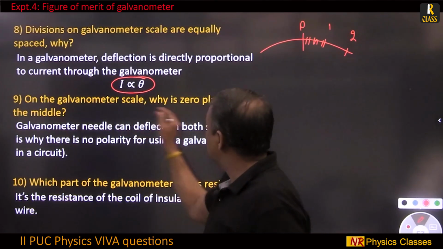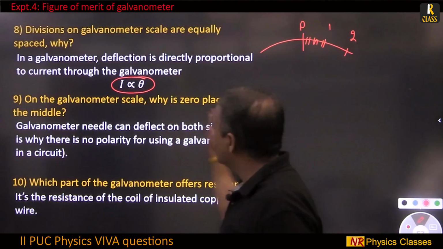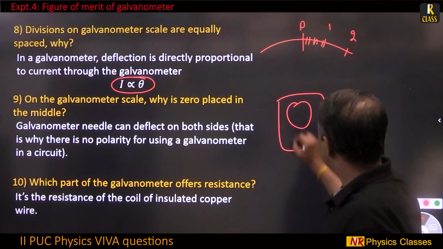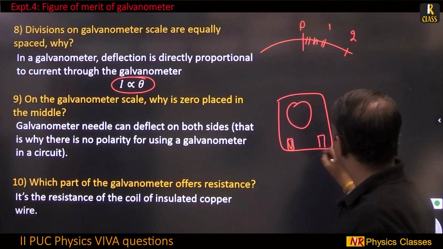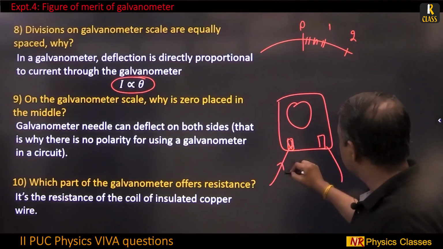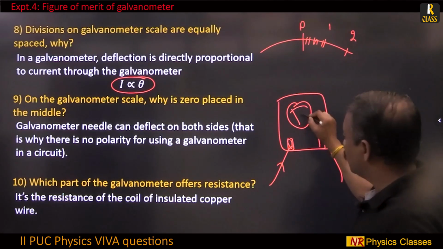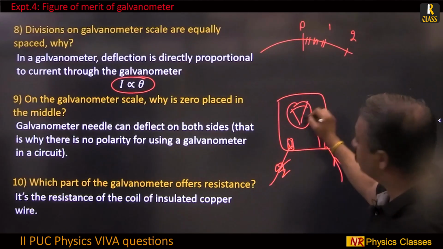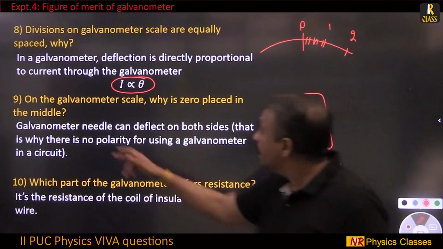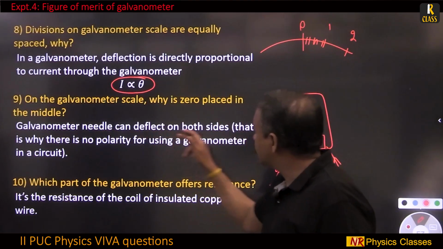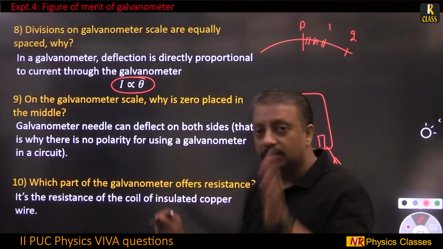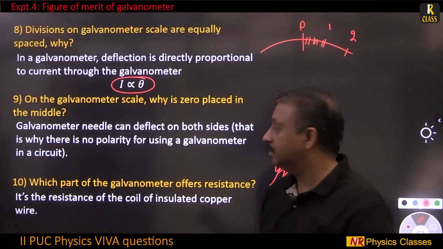On the galvanometer scale, why is 0 placed at the middle? If this is the galvanometer, if this is the direction of current, deflection can be on one side. If direction of current is reversed, then deflection will be on the other side. Galvanometer needle can deflect on both sides. That is why there is no polarity, this side or this side.